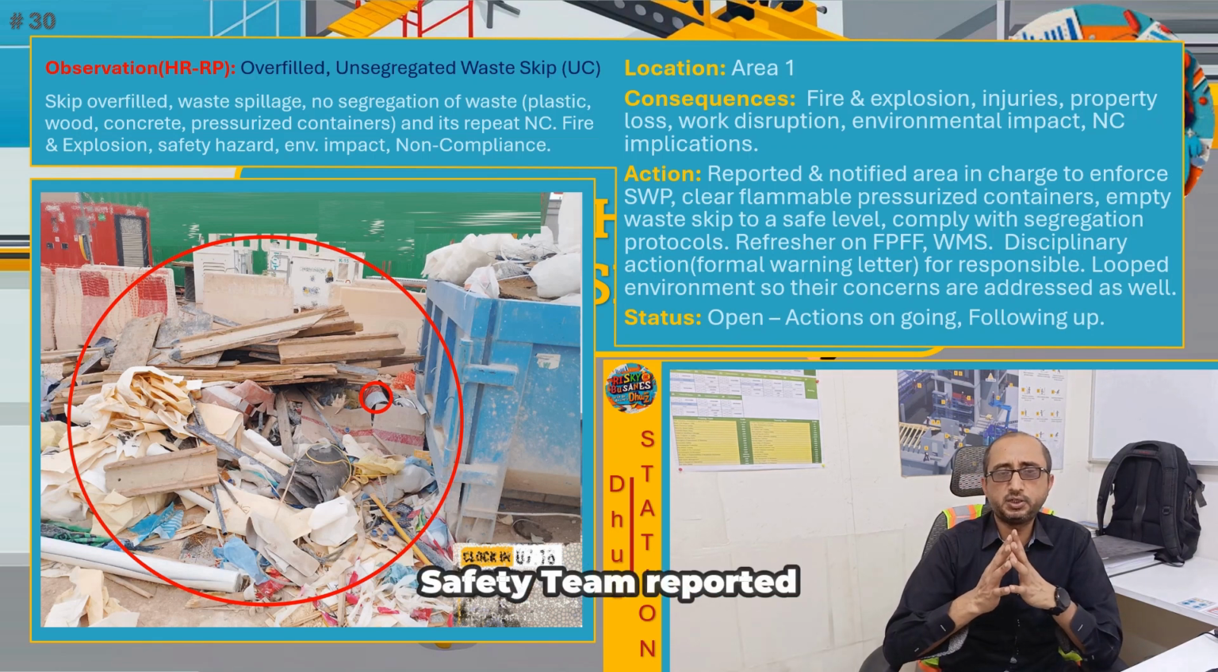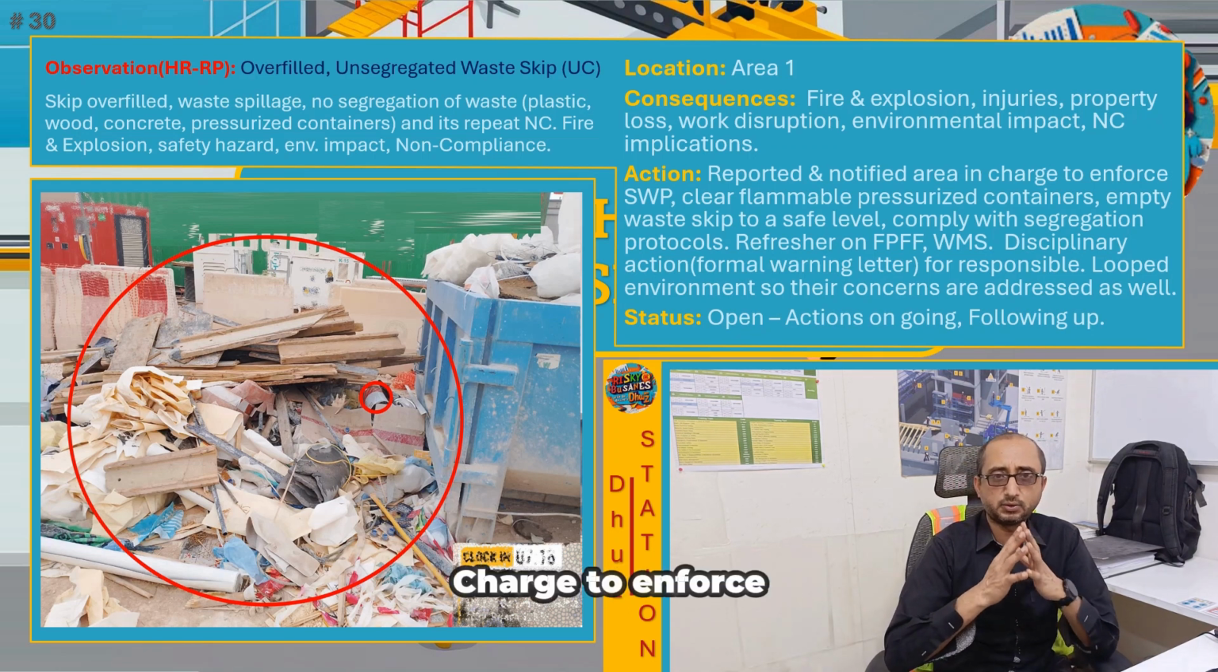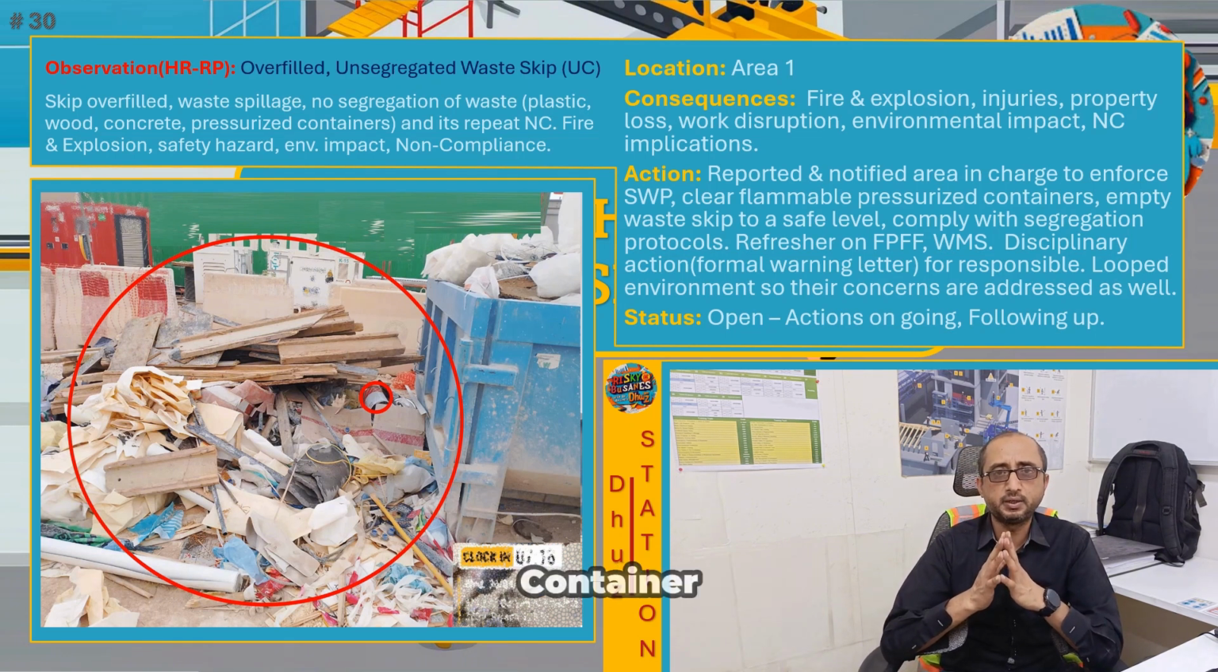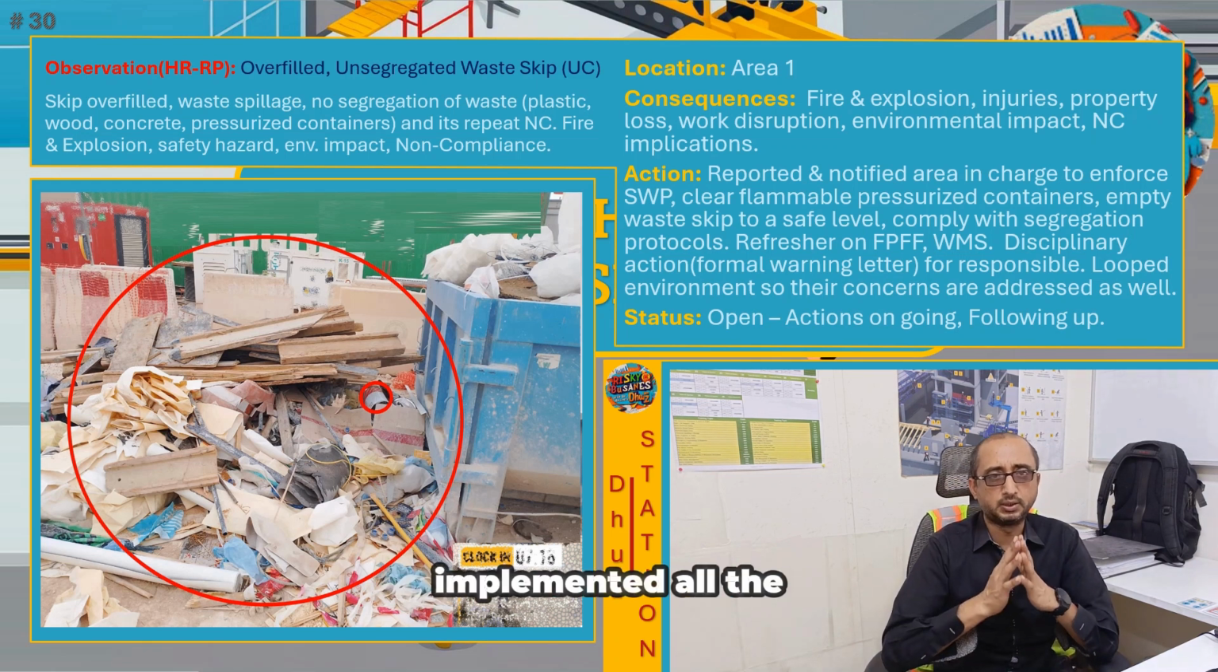Action taken: our safety team reported the issue, notified the area in charge to enforce the safer procedures effectively, clear the pressurized container from the general waste immediately, and maintain the skips to the safe levels. Also ensure that segregation protocols are implemented all the time.